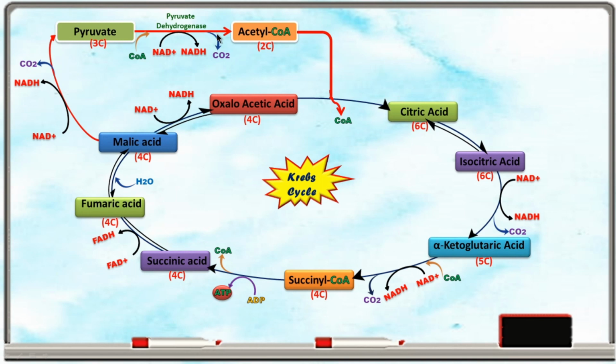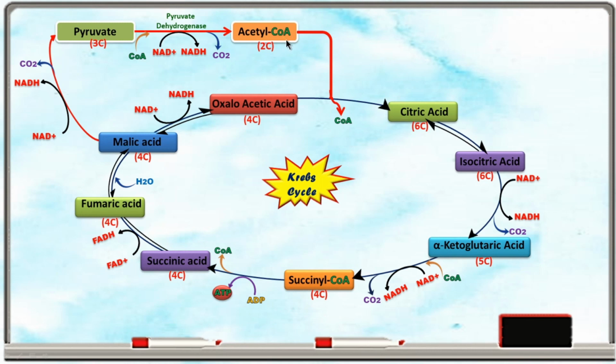And in this process, we have just seen that a NAD plus molecule is converted into a NADH molecule. And decarboxylation occurs, that means elimination of carbon occurs in the form of CO2. And a CoA molecule or coenzyme A is added to this reaction for the production of acetyl-CoA. And the end product of this link reaction, which is acetyl-CoA, is a 2-carbon compound. So from now onwards, the actual Krebs cycle will start.